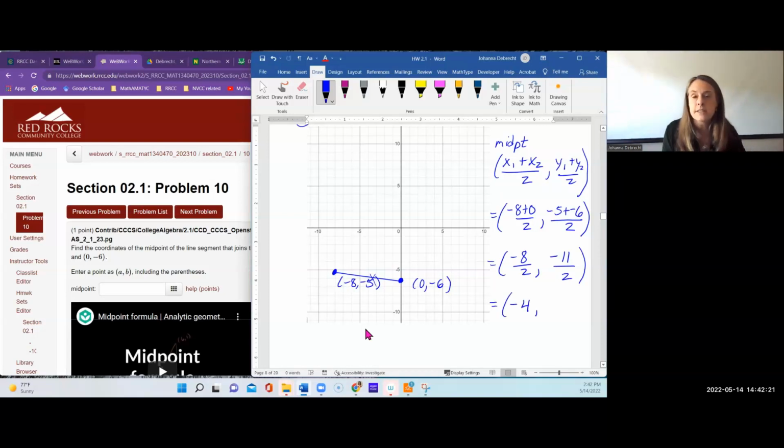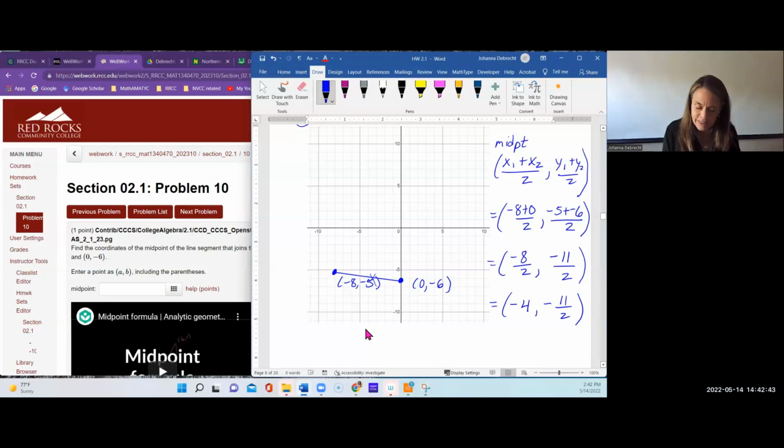Now I can leave this as -11 halves, or I can think of it as -5.5. You can do it either way. I'll take either answer. I have a personal preference, which is for the fraction. But if it's an exact decimal, you can use the decimal instead. If it repeats, then leave it as a fraction.